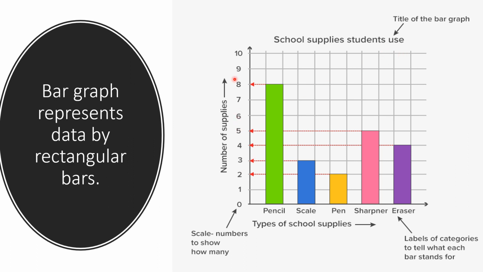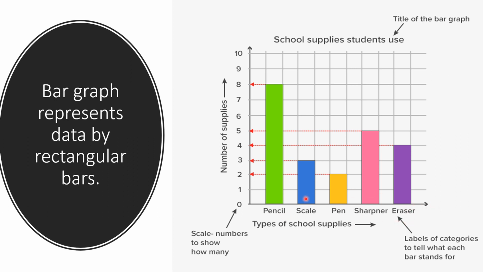Here is the number of supplies: number of pencils 8, number of scales 3, number of pens 2, number of sharpeners 5, number of erasers 4. So these are the number of supplies, which is on the y-axis. This axis is called the y-axis and this axis is called the x-axis.